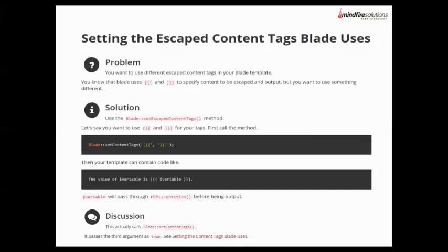Then setting the escaped content tags Blade uses. Normally it is triple curly braces, but if we want to use square, then double curly braces, you first call the method. So here I am saying Blade::setContentTags with square, then double curly braces, and then your template can contain code like this. So this variable passes through HTML entities before being output.